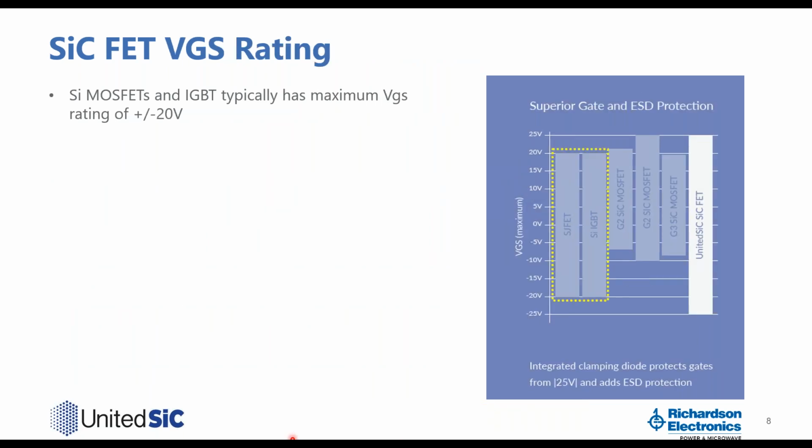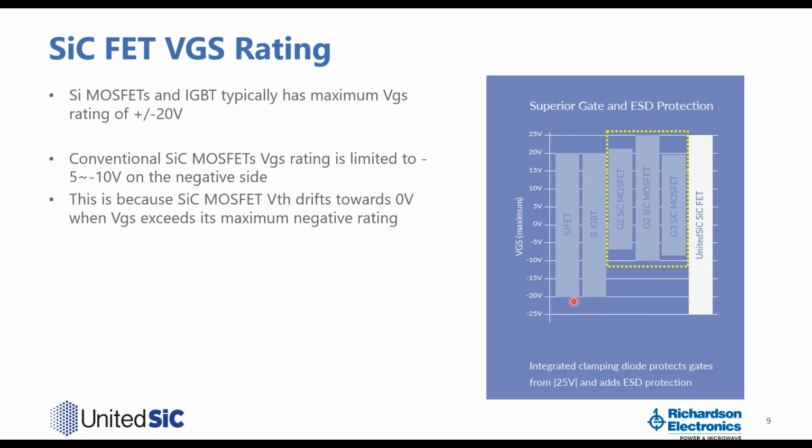And now how about the VGS max rating? So for typical silicon MOSFET or IGBTs, the max rating is usually -20 to +20 volts. But for the conventional silicon carbide MOSFET, the VGS rating is quite limited, especially on the negative side, which is typically -5 to -10 volts. And the reason for this is that the conventional silicon carbide MOSFET threshold tends to drift towards 0 volts if you apply a too negative VGS. So that's why you really cannot exceed this to guarantee its long-term reliability.